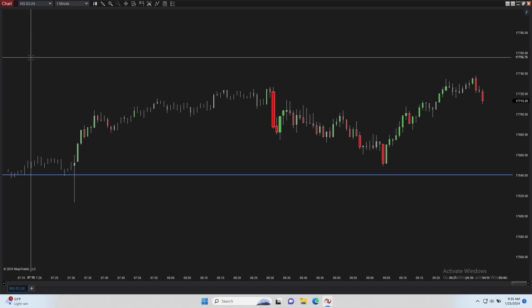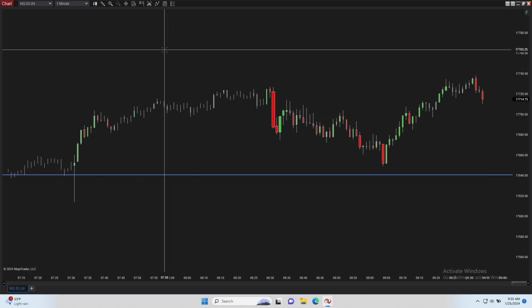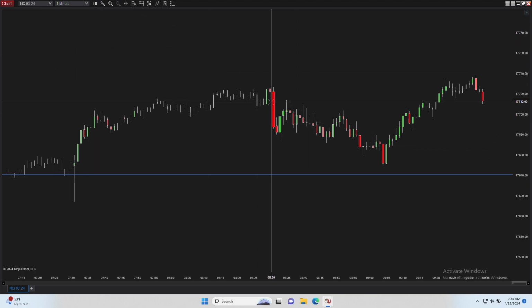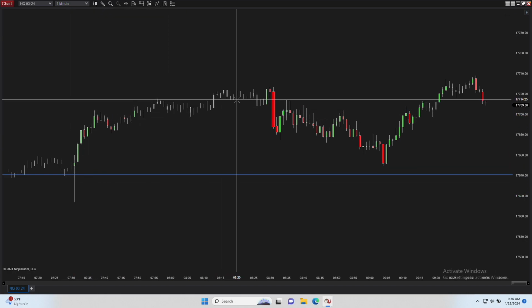The first thing we're going to look at is the 1 minute chart. I have on equivolume candles. That's why they look like this. They just bake in the volume. It's on NinjaTrader. You just put the equivolume here, but that's why it looks like this.